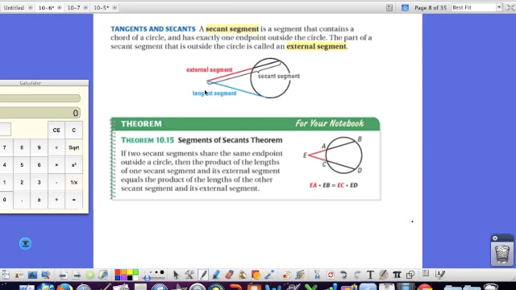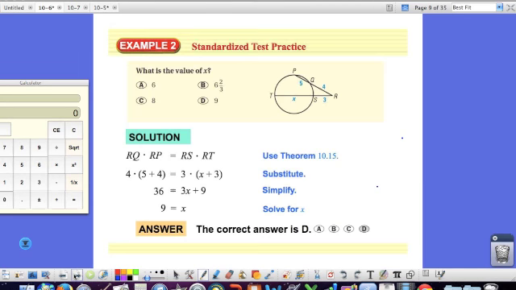So if we have two secants that share the same endpoint outside a circle, then the product of the lengths of one secant segment and its external segment, so one secant segment, that's the whole thing, E to B, times its external segment, is equal to the product of the length of the other times its external segment. I'm going to use this in a problem here to help you understand what we're doing here.